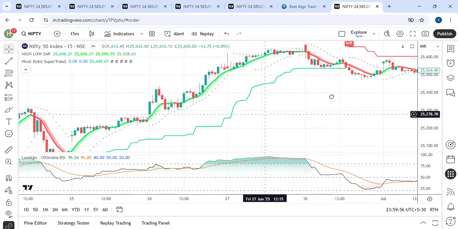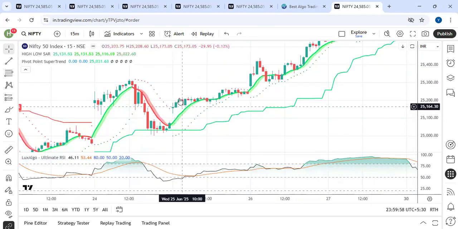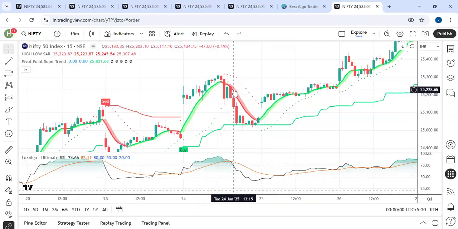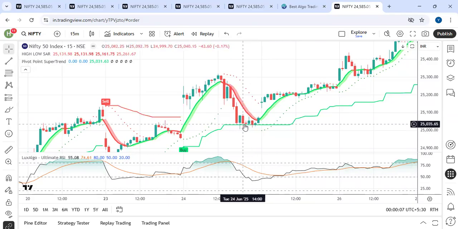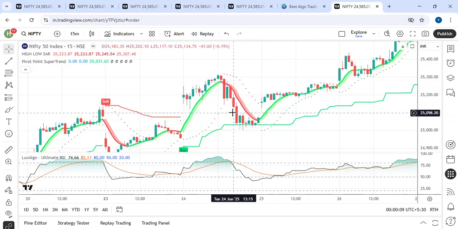So it depends on the setup. See another example. You see, short initiated here, and it came and touched the pivot point Super Trend. So another, like, 25,134.75 short initiated. Where is the pivot point Super Trend? 25,034. So like 100 points, right? 100 points in just 15 minutes. So this is the calculation you can easily do before initiating a trade.